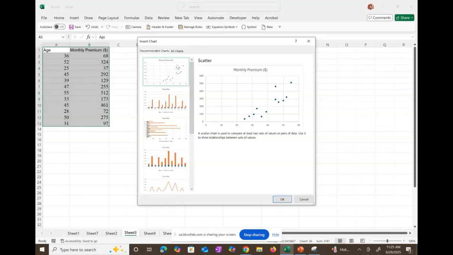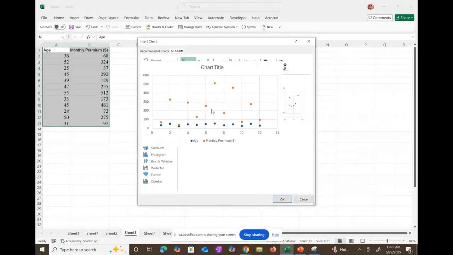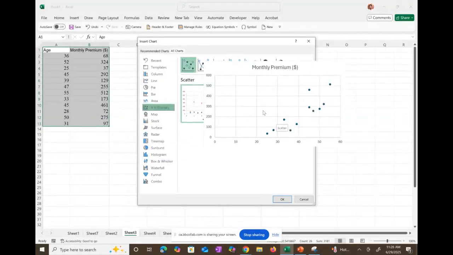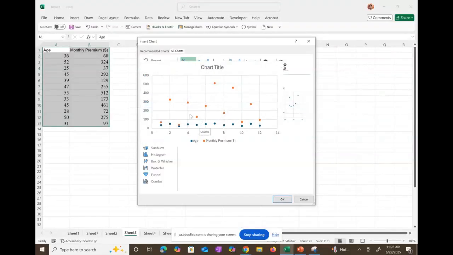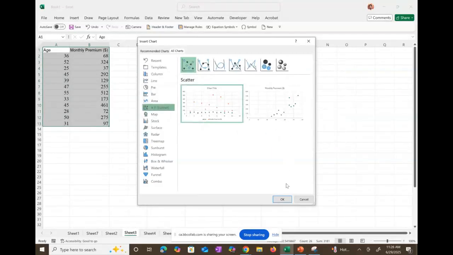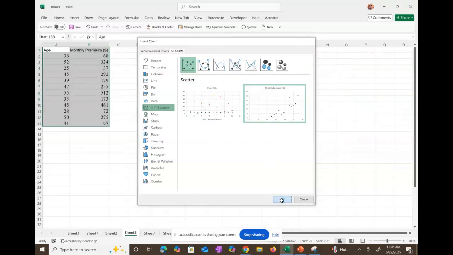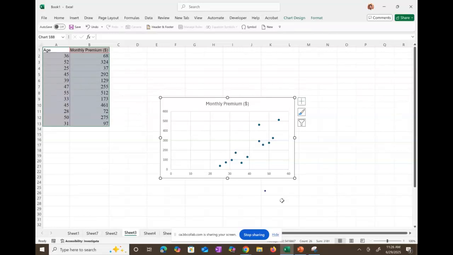If it is not the first one on your computer screen for the recommended charts, you can click on All Charts, go to the XY scatter, and always select the unicolor one, because I don't want both the X and Y values represented on the chart. It's a graph between X and Y values, so I'm always going to select the unicolor one. So this is the graph. I'm going to select it and press OK. So I got the graph now.